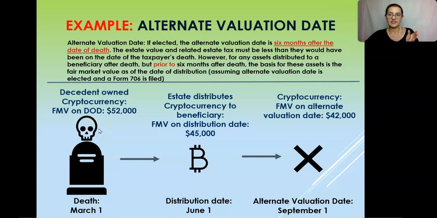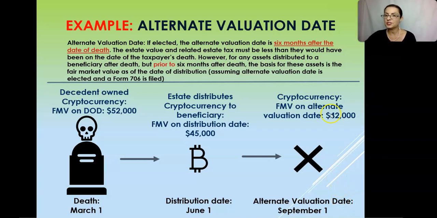There's an executor, and the executor chooses the alternate valuation date. If there's no executor and there's no alternate valuation date and no Form 706 is going to be filed, then it's just the fair market value on the date of death. But in this scenario, the executor has chosen the alternate valuation date, which is 6 months after the date of death. The decedent owned crypto. It was worth $52,000 on the day that this person died. Now the cryptocurrency, this same cryptocurrency, the Bitcoin, was worth $42,000 on the alternate valuation date, which is September 1st.